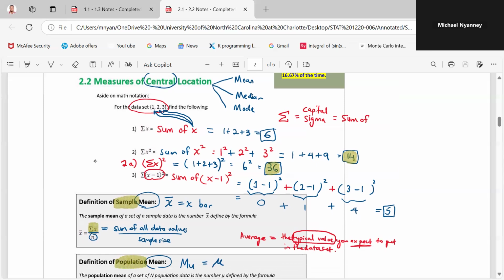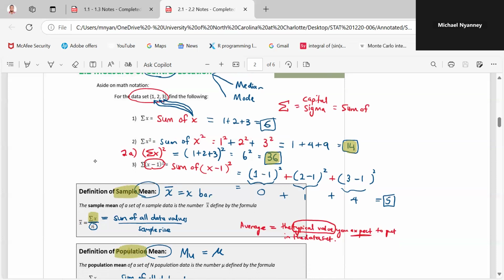So for example, for the data set 1, 2, 3, we have to find the following. We have to find the sum of S, where the S are our data points. So we have 1, 2, 3. Add them: 1 plus 2 plus 3, then we get 6. Next we have the sum of S squared. Each S, we square it and sum it. We pick 1 and square it, pick 2 and square it, pick 3 and square it. Then we sum 1 squared plus 2 squared plus 3 squared, which gives 1 plus 4 plus 9. Then we have our answer.